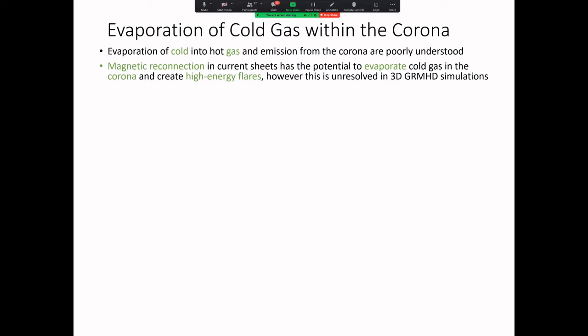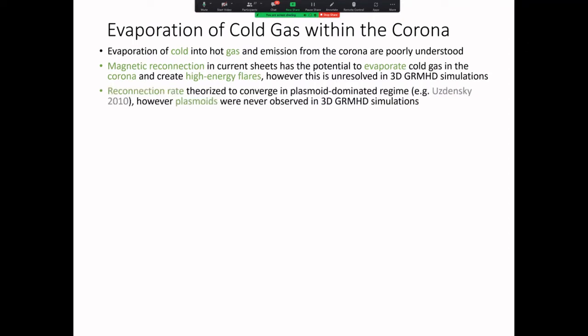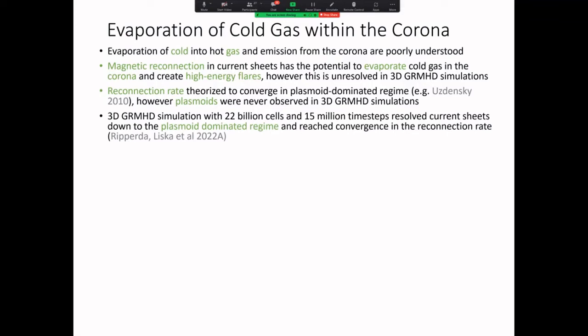However, in GRMHD we don't have any resistivity, so reconnection is all numerical and depends on resolution. So really saying something very strong about the reconnection rate, or exactly which particles at which energies get accelerated in these GRMHD simulations, is really hard. But there is one good thing: in certain regimes, when current sheets become long and thin enough, they break apart into magnetic islands, called plasmoids, which are essentially hot magnetized bubbles of gas. If this happens, the reconnection rate converges to a reasonably well-determined value, I think, eventually. However, these plasmoids were never observed in 3D GRMHD simulations.